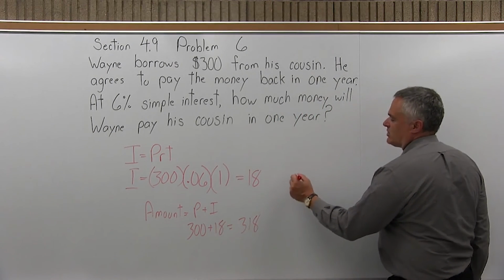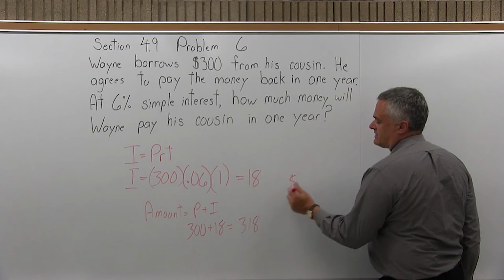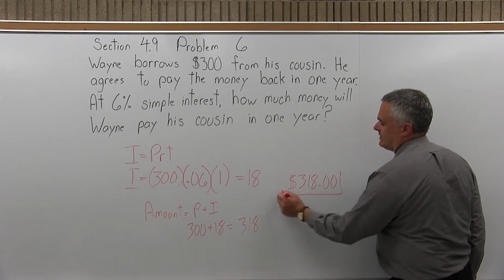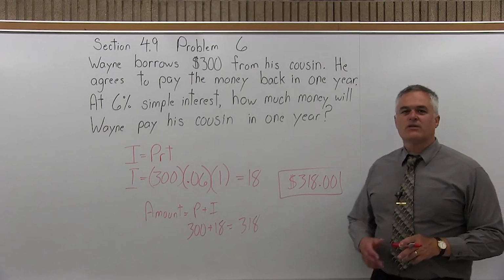Now, if you want to do a nice job, what you can do is use a dollar symbol, because this is money, and you can do 318 and no cents like that. So at the end of the year, Wayne will give his cousin back $318.